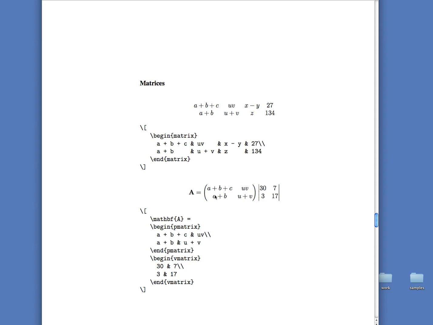Of course, you will get matrices with parentheses, with the pmatrix command, with vertical bars, with the vmatrix commands, and there are lots of other variants. See my book.